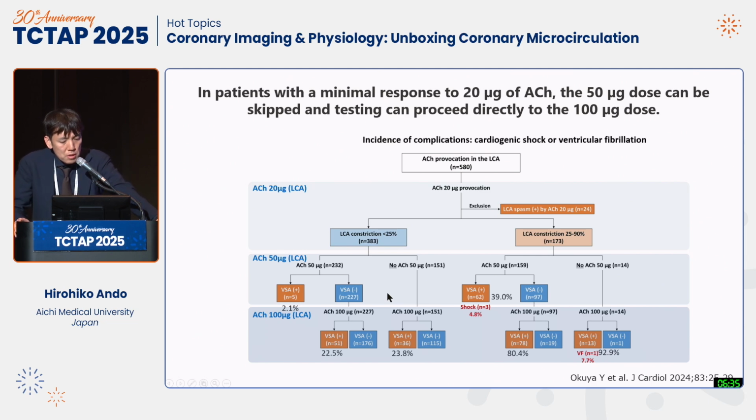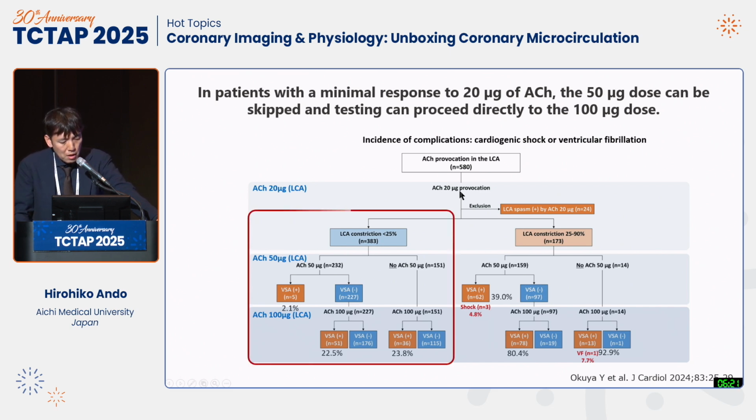This study shows the incidence of complications such as cardiogenic shock or ventricular fibrillation according to the response to the initial 20 microgram dose of acetylcholine in the LCA. As you can see, if the patient has minimum response to the 20 microgram dose, the patient has no complications at the following 50 microgram dose and 100 microgram dose. This suggests that in such cases, the 50 microgram dose can be skipped and we can go directly to the 100 microgram dose.